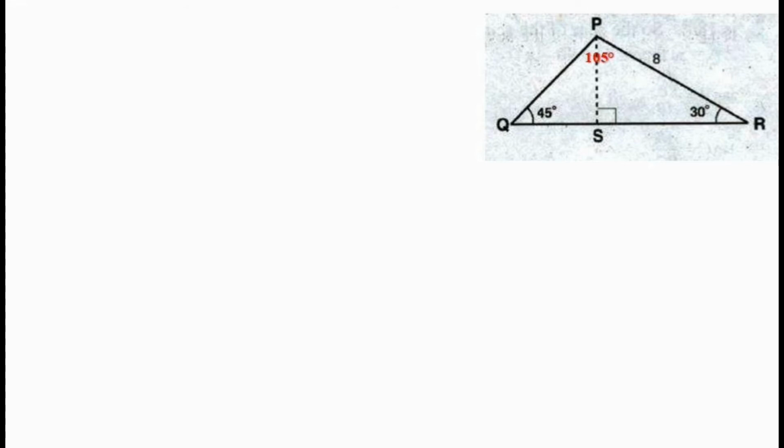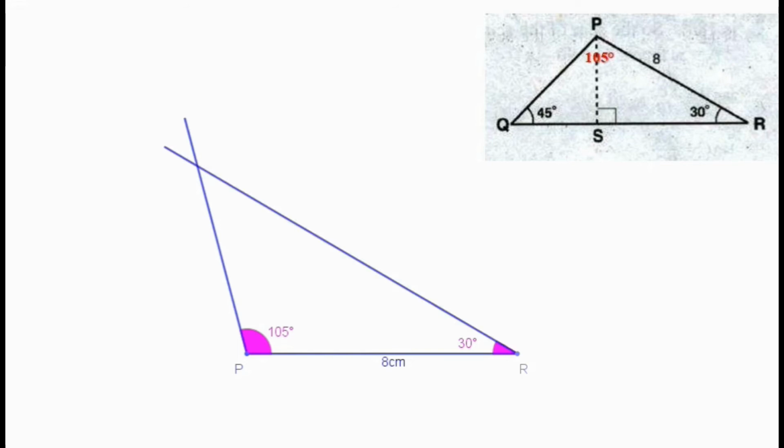In order to draw the triangle, first of all let us draw the side PR by taking 8 cm. Now at P, the angle is 105 degrees. Taking 105 degrees, draw a line. Now at R, the angle is 30 degrees. Taking 30 degrees at R, draw another line. The point of intersection is the third vertex Q. So the triangle PQR is the required triangle.